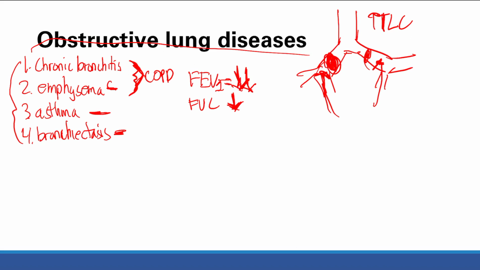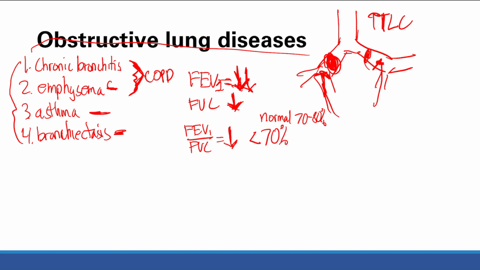Now what we really like to look at is the FEV1 to FVC ratio. Because FEV1 is decreased more than FVC in obstructive lung disease, this ratio decreases. Normally, the ratio is 70 to 80%. In an obstructive lung disease, this ratio is less than 70%.